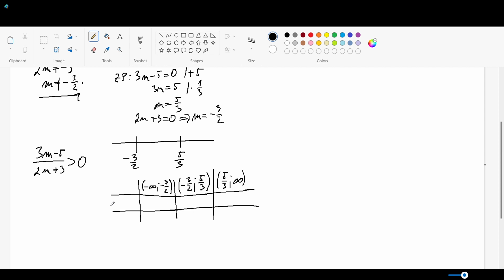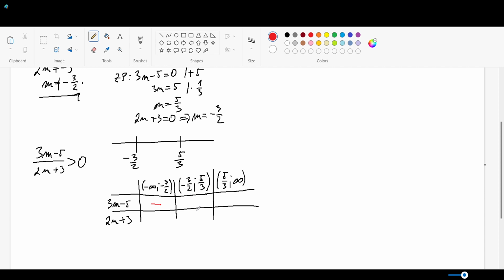Then you construct the table like this. You put into the second row the expression 3m minus 5, and into the third row you put the expression 2m plus 3, and you are now going to find out whether these expressions, for m's from this interval, are positive or negative. Let me use the red color. If you take any number from this interval, let's take negative 10, then 3 times negative 10 is negative 30, minus 5 is a negative number for sure. So this expression is going to be negative.